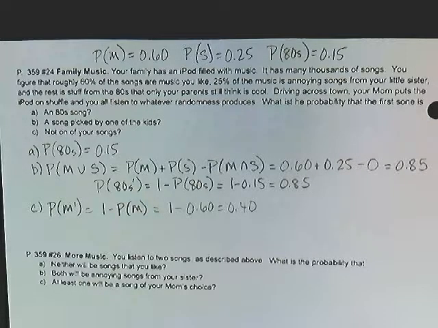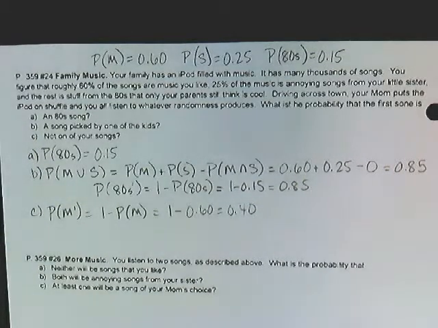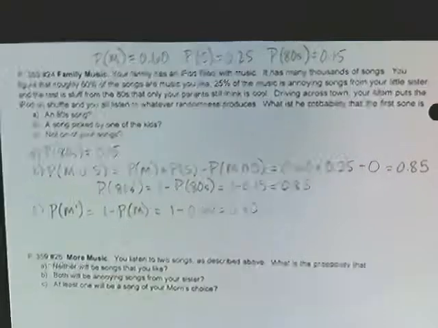Yes? Could you do, not the probability of me or my sister? Is there any way you could calculate that? Yeah, you can do that. That ends up being whatever's left with a scenario. That's a neither. Okay. So we'll get to that a little later. So the complement of an or is a neither situation. So in this case, the complement of this or would be just the 80s. Okay. All right, so let's look at the next one, more music.